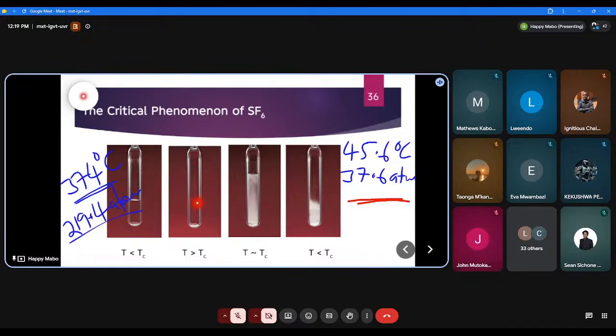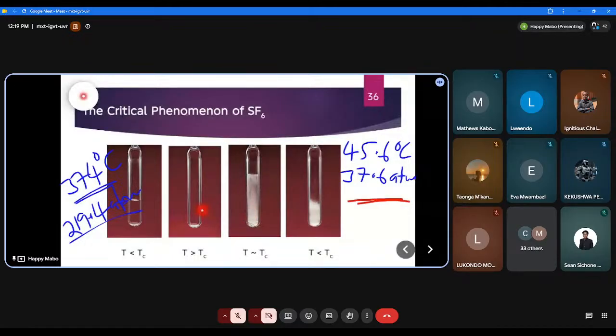So I'm going to try and explain what is happening in each of these test tubes. But we'll do well to recall that we had said that the critical point is the point at which the temperature and the pressure will have to be attained for the substance to be in a specific state, above which you're going to notice that the liquid and the gas phases will become indistinguishable. You'll not be able to see that your substance is in a liquid state or in a gaseous state.